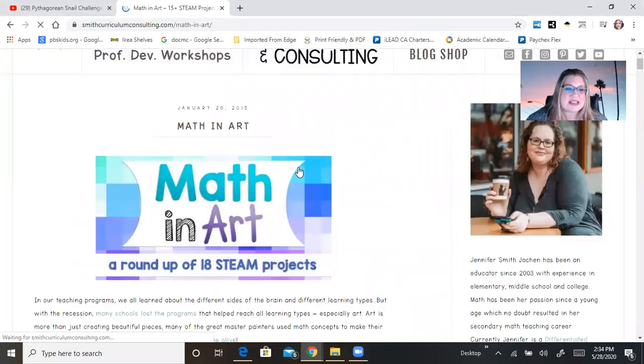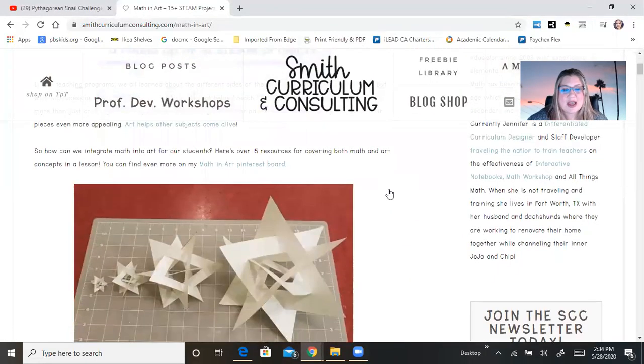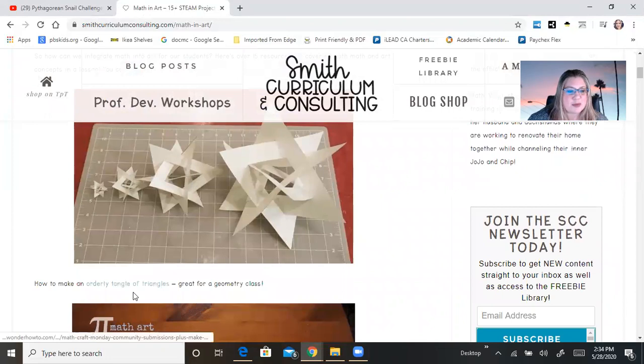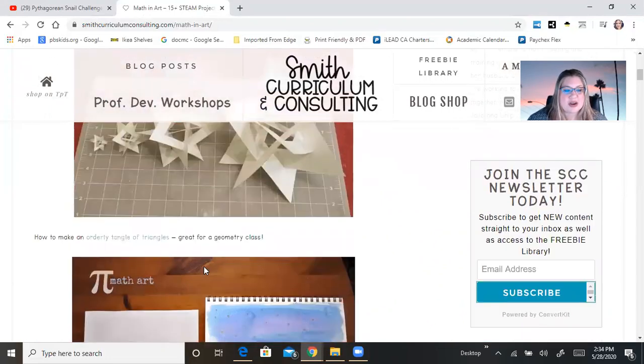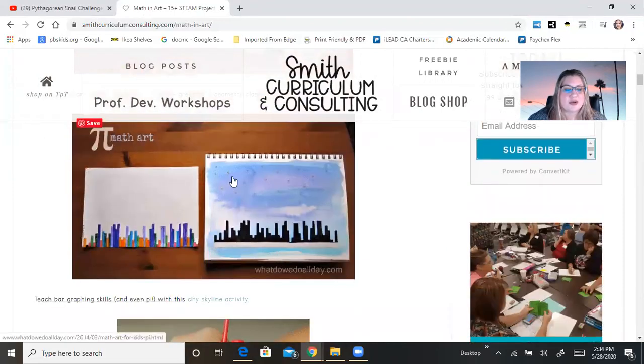It's got, they say 18 STEAM projects, but there's some really, really cool stuff on here. So anytime they show a picture, underneath will take you to a place to show you how to do it. So this one's an orderly tangle of triangles. This one, the Pi Skyline, is one I actually wanted to do with you this week, but because of the holiday, I had to bump some things around. But please check this out.